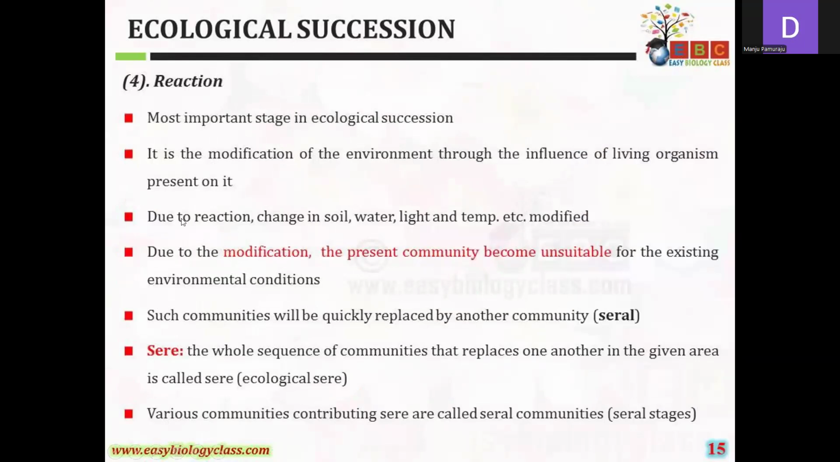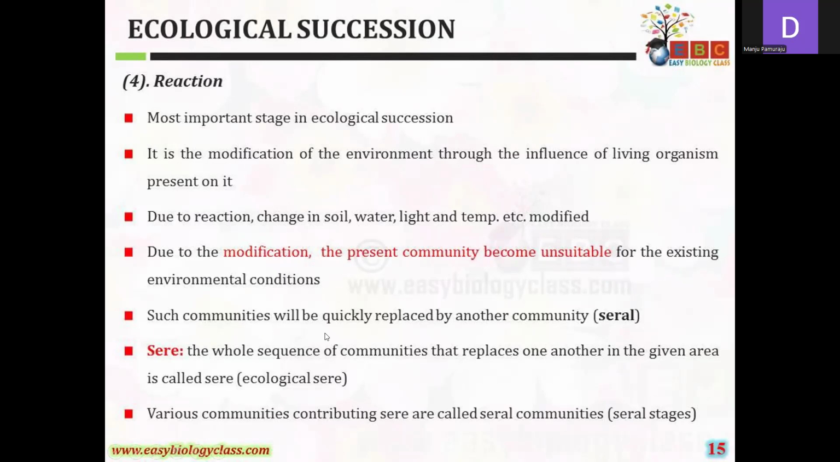The fourth step is the most important stage in ecological succession. It is the modification of the environment through the influence of the living organisms present in it. After competition, the organisms that are fit can survive, and changes in the environment occur. Due to reaction, the soil, water, light and temperature are modified in that environment. Due to the modification, the present community becomes unsuitable for the existing environmental conditions. The modifications are caused by these organisms only, and the environment is no longer suitable for them.